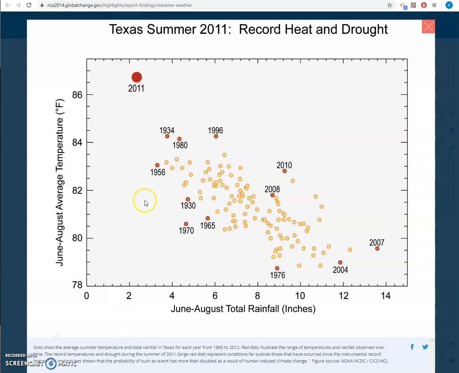It's just really dry and really hot. So those things are related, and you can kind of see that where it's wetter, it tends to be not as hot, and then when it's drier, it tends to be more hot. So 2011 was a special year, but it is there to help us kind of visualize that.